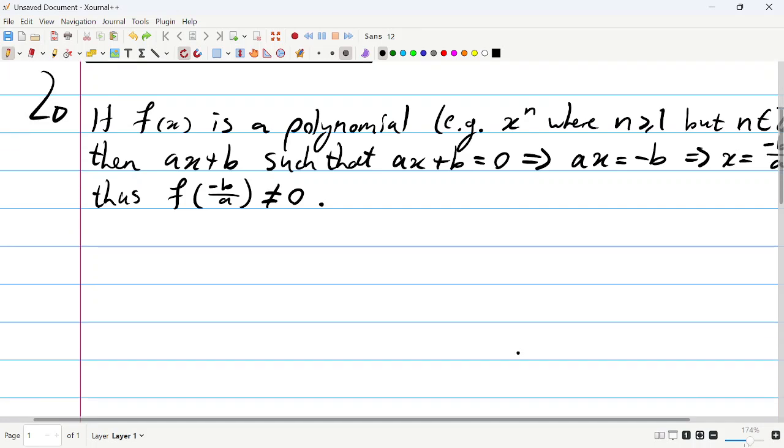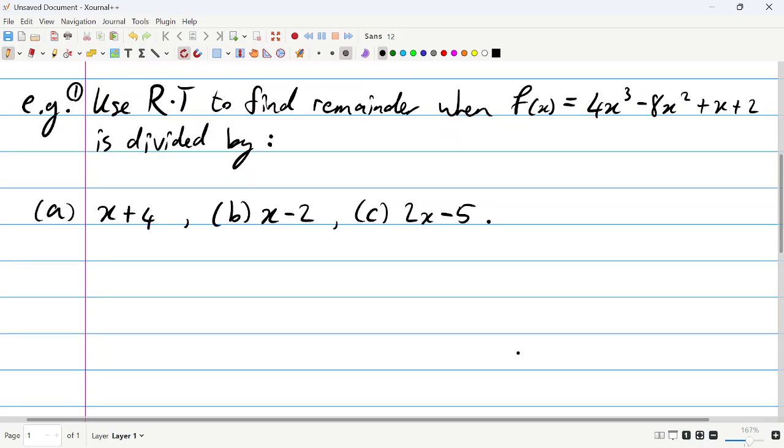So let's rather do examples to get used to it. Let's start with the first example. Alright, so here's the first example. Use the remainder theorem, RT, to find the remainder when f of x is equal to 4x cubed minus 8x squared plus x plus 2 is divided by: A, x plus 4; B, x minus 2; and C, 2x minus 5.